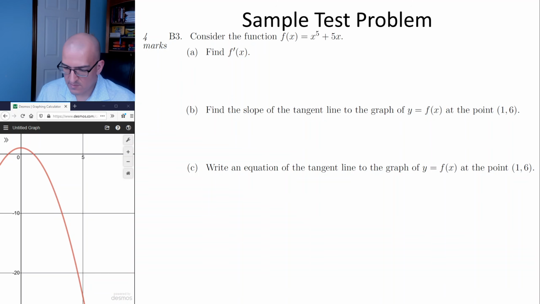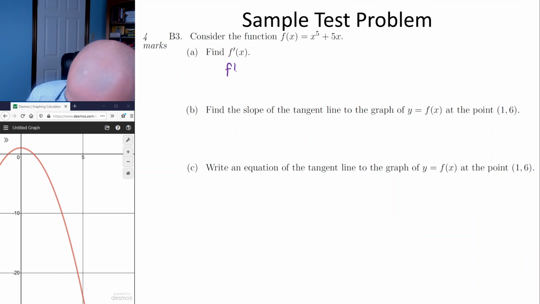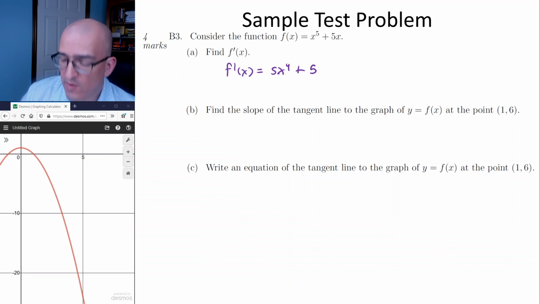Okay, part B, or another question actually. It's just a different question. That was A16, this is B3. Consider the function f of x is x to the 5 plus 5x. Find the derivative, so that part's nice. 5x to the 4 plus 5, using all of our shortcuts. Find the slope of the tangent line at 1 comma 6.